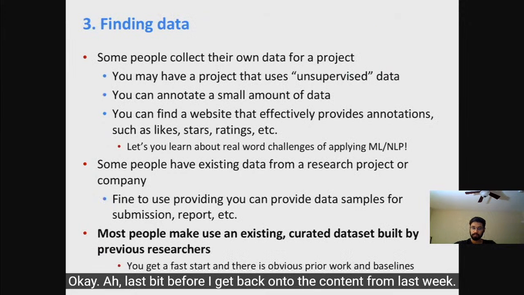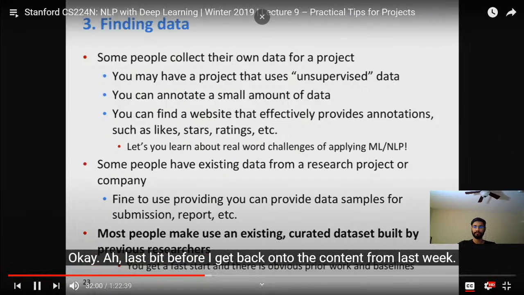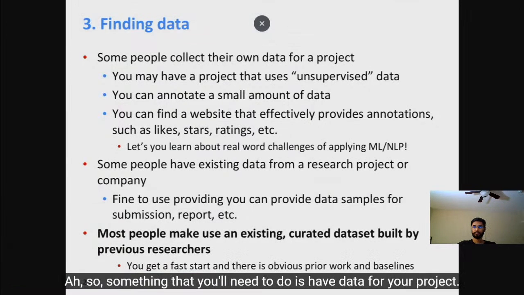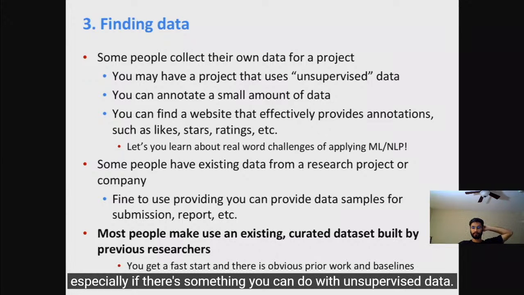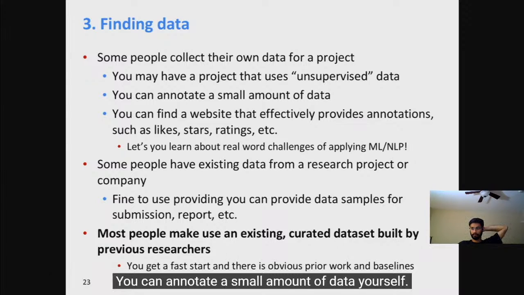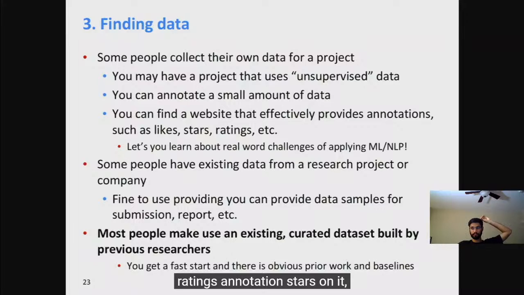Okay, last bit before I get back onto the content from last week. Something you'll need to do is have data for your project. Some people collect their own data, and it's not impossible to collect your own data, especially if there's something you can do with unsupervised data. You might be able to get it by crawling an interesting website. You can annotate a small amount of data yourself. If you have any site that has some kind of ratings, annotations, or stars on it, you can treat those as a form of annotation.